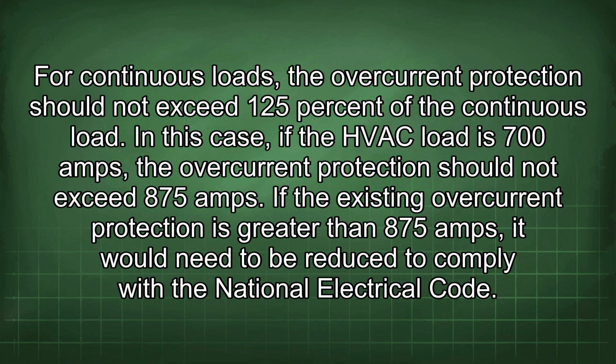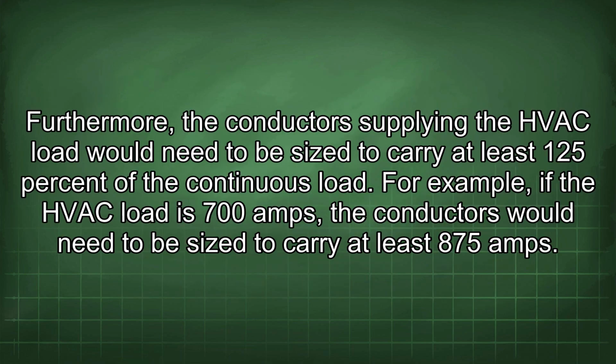If the existing overcurrent protection is greater than 875 amps, it would need to be reduced to comply with the National Electrical Code. Furthermore, the conductors supplying the HVAC load would need to be sized to carry at least 125% of the continuous load. For example, if the HVAC load is 700 amps, the conductors would need to be sized to carry at least 875 amps.